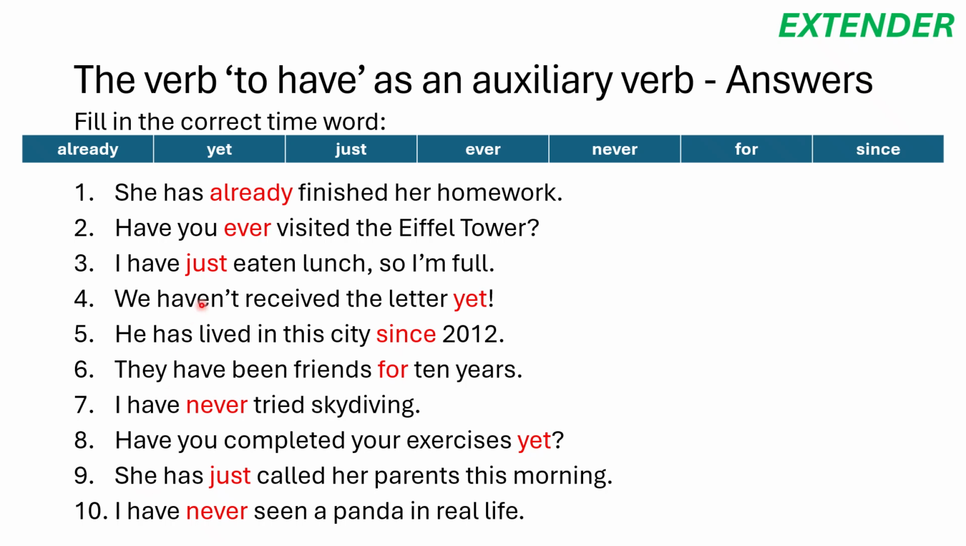Check your answers. 1. She has already finished her homework. Just and never would also make sense in this sentence. 2. Have you ever visited the Eiffel Tower? 3. I have just eaten lunch, so I'm full. 4. We haven't received the letter yet. 5. He has lived in this city since 2012. 6. They have been friends for 10 years. 7. I have never tried skydiving. Just would also make sense in this sentence. 8. Have you completed your exercises yet? 9. She has just called her parents this morning. 10. I have never seen a panda in real life.